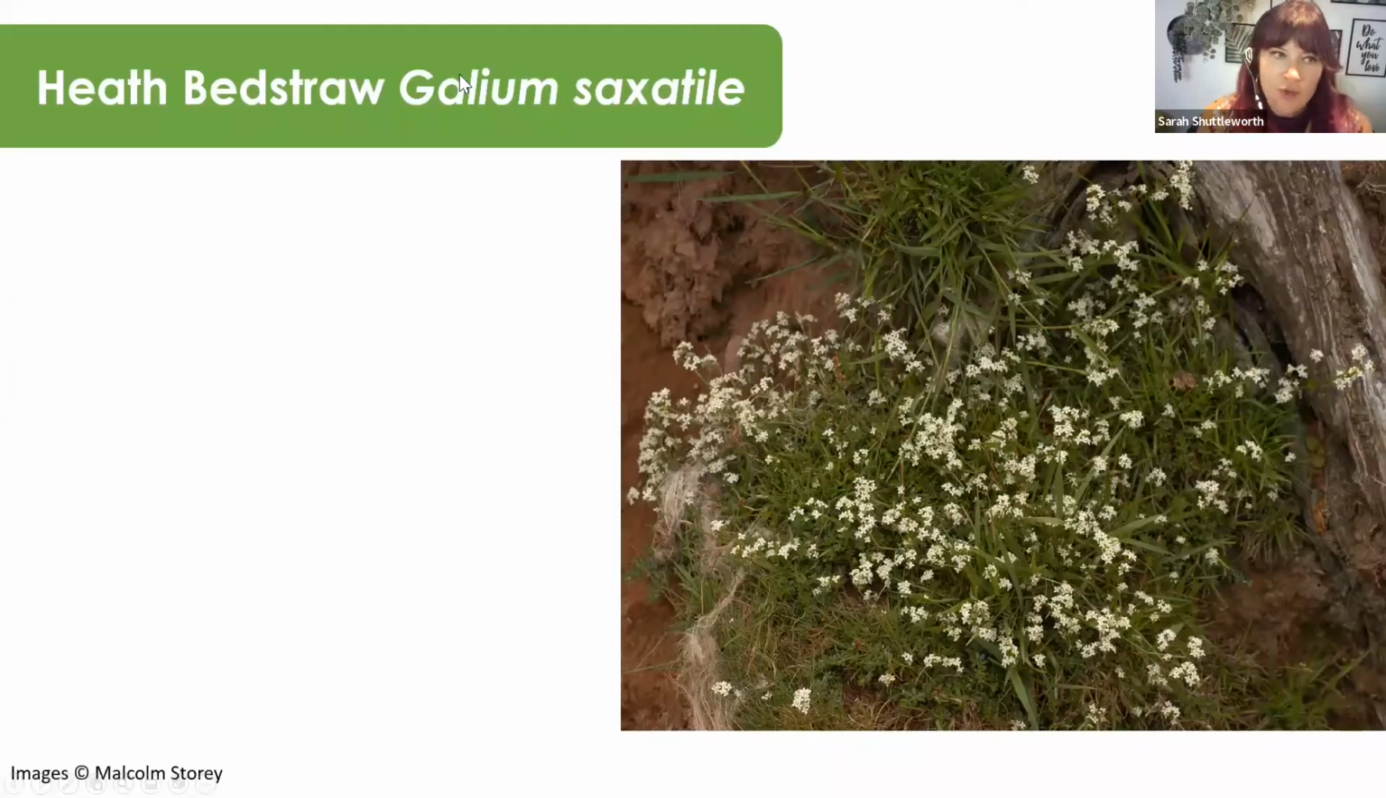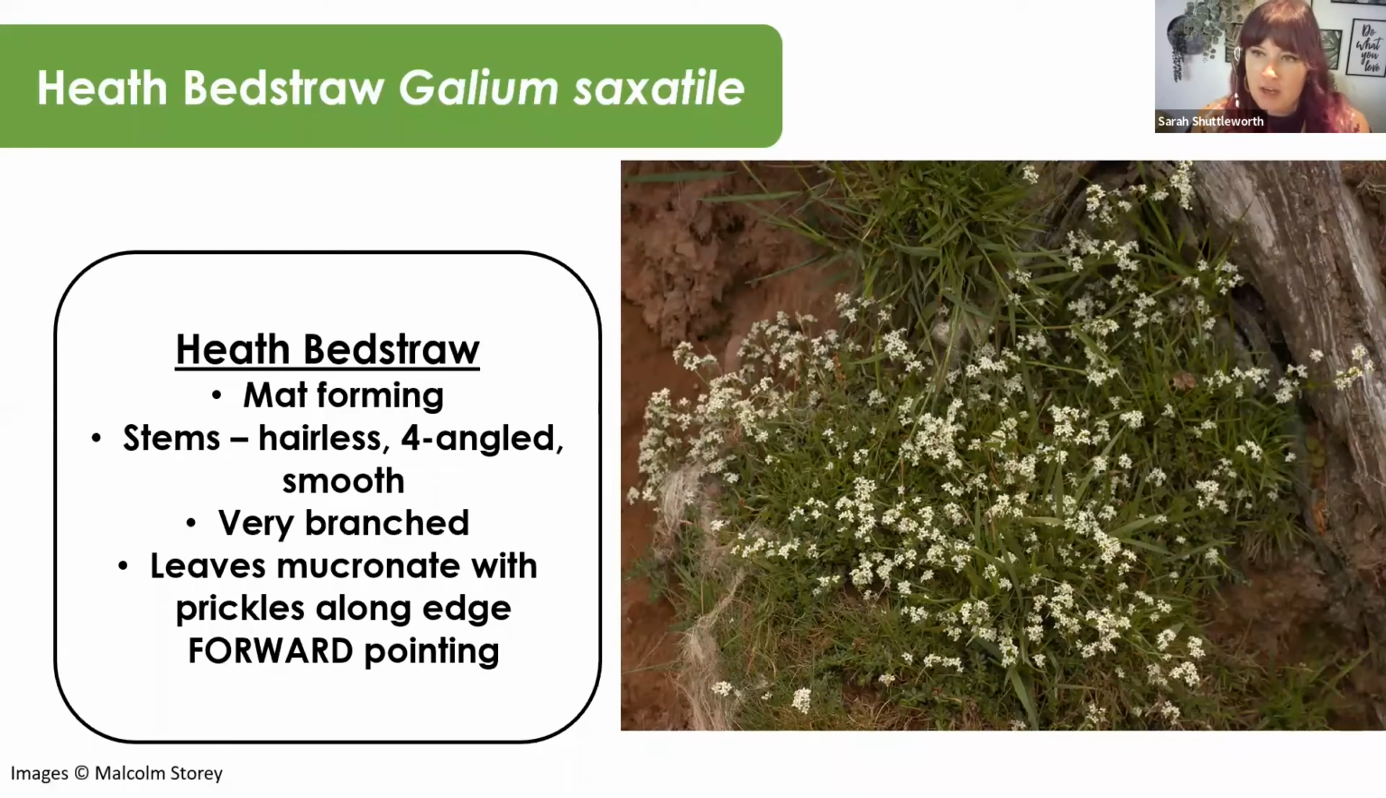So moving on to a real classic of dry acid grassland, your heath bedstraw. So this is really the same family as your goosegrass and your cleavers. And you're not going to get a marsh bedstraw up here. You're not going to get a hedge bedstraw necessarily. If you've got it very low growing with small leaves, then it's probably going to be the heath bedstraw, because it forms this kind of mat along the ground.